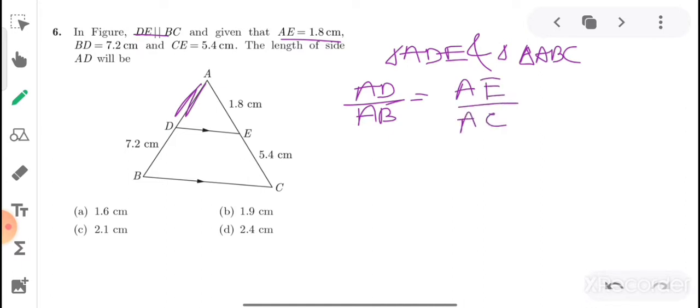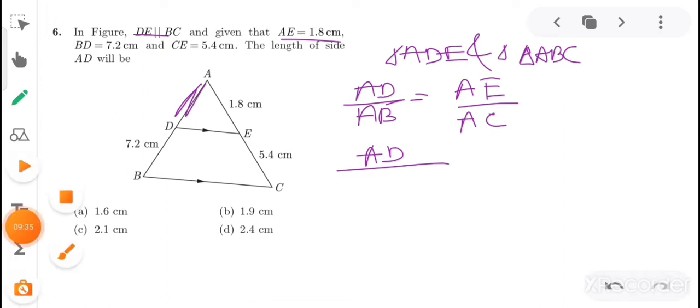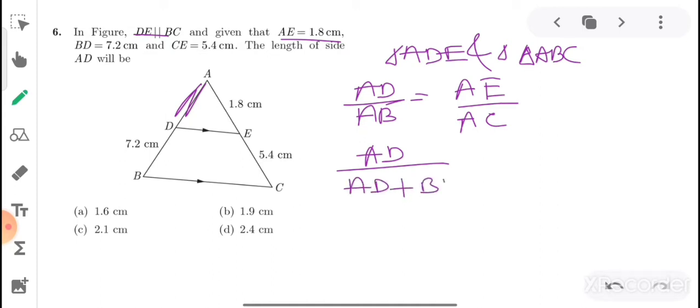We have to calculate AD. AB, we don't know about AB, as we don't know about AD. Okay, then AB is equal to AD plus BD. AE is given as 1.8 and AC will be calculated, that is 5.4 plus 1.8, that will be 7.2.